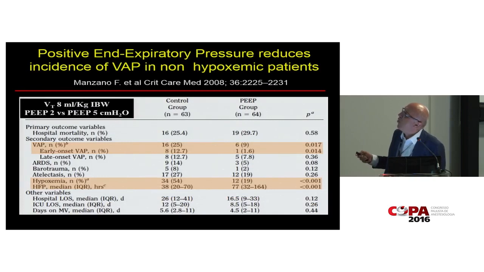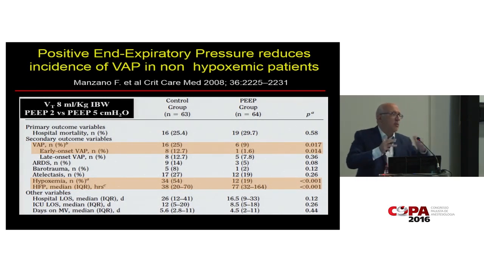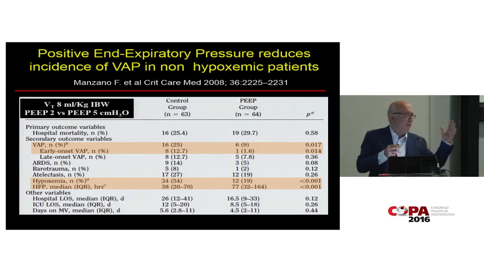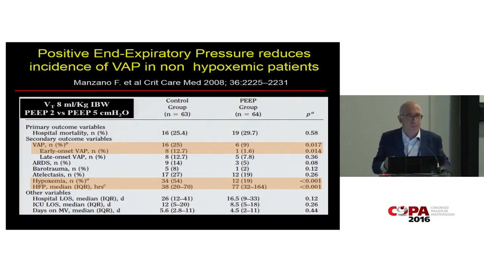There's another, more recent study, including patients with cardiac arrest and neuro patients, with more protective tidal volume and PEEP 2 versus 5. In this study, PEEP 5 was associated with fewer episodes of hypoxemia and less ventilator-associated pneumonia. So it seems that applying a PEEP of 5 together with a protective tidal volume can be a good strategy to prevent complications in non-injured lungs, even if we need larger studies.